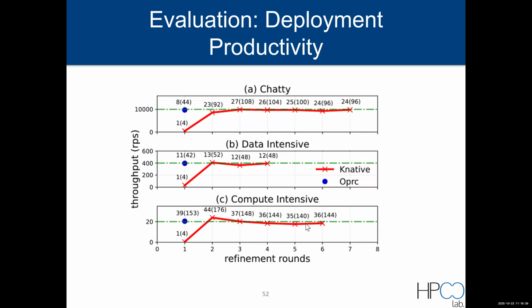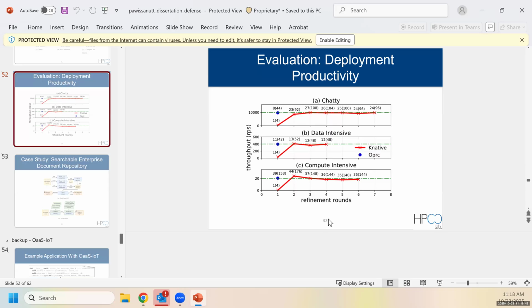Oh, I see. So basically, the point here is that by providing the SLA, you allow the developers to enforce all the constraints based on the SLA, instead of having to do manual tuning, which can result in multiple rounds of refinement if they haven't reached the requirement yet. Yes, thank you.